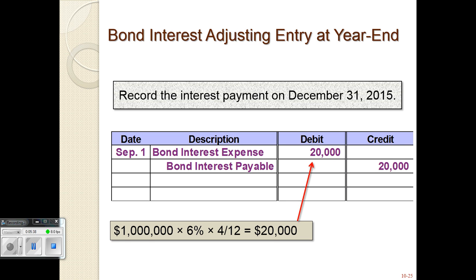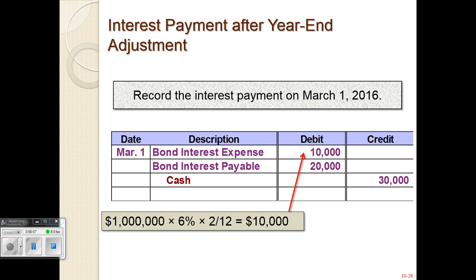Notice on December 31st, we only have interest now for 4 months. We have it for September, October, November, and December. So that's 4 months. So this is the adjusting entry at year end to account for this. We take the million, multiply it by the 6%, which is the rate, for 4/12, and we have interest expense and interest payable, and that's just like the adjusting entries we saw back in chapter 4.